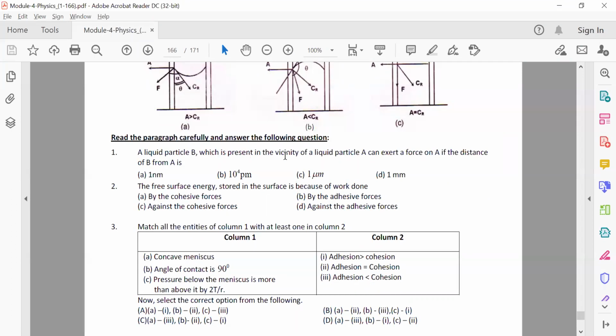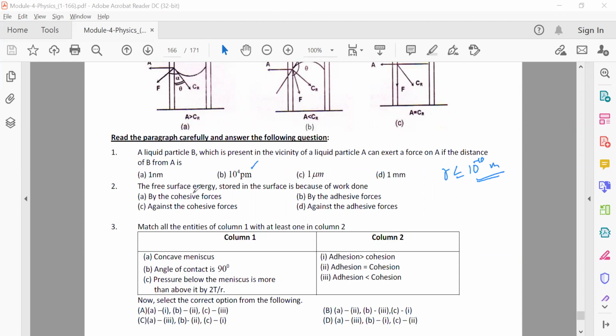So liquid particle B, which is present in the vicinity of a liquid particle A, can exert a force on A only if the distance between them is of the order of Angstrom. So that is like directly from the paragraph. You can see that the distance should be less than or equal to 10 raised to power minus 10 Angstrom. Okay, so you can see that this fits in that category.